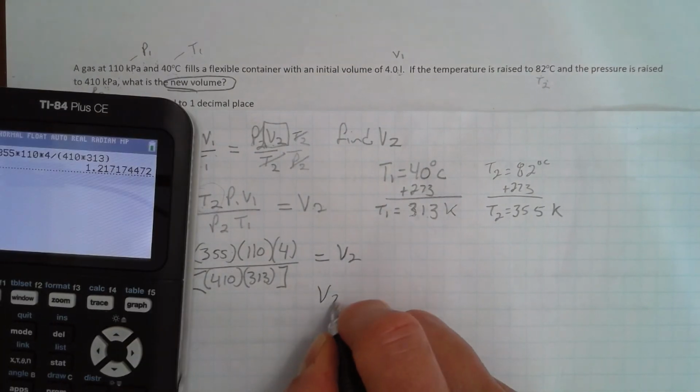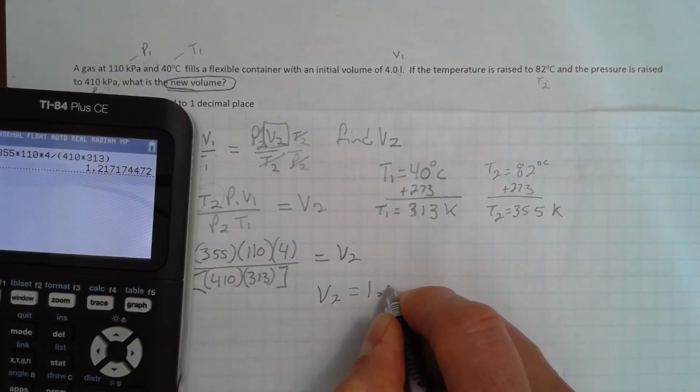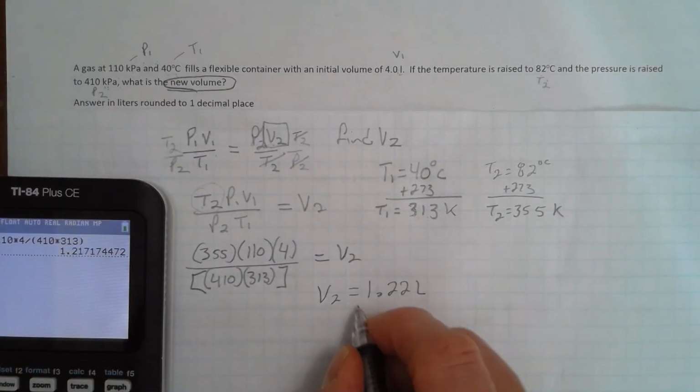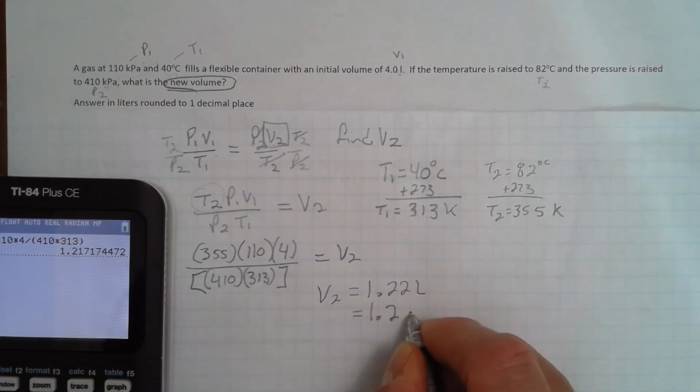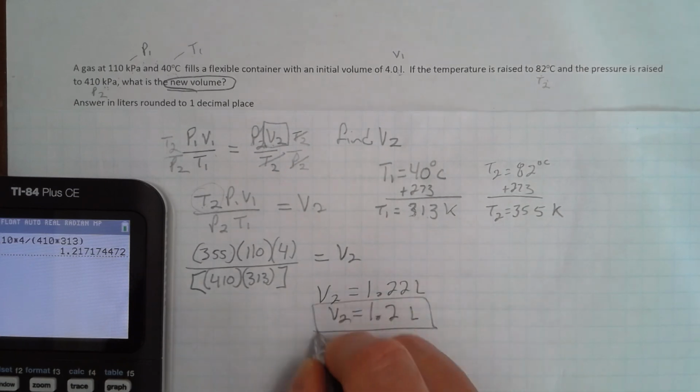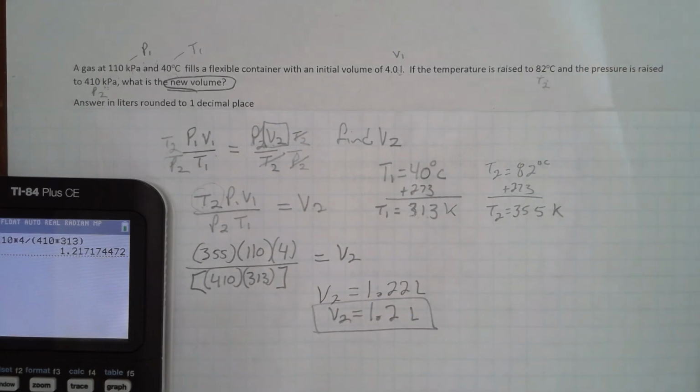So volume number 2 is 1.22 liters. I think it says rounded to 1 decimal, so that'd be 1.2 liters. And that's how we do that problem.